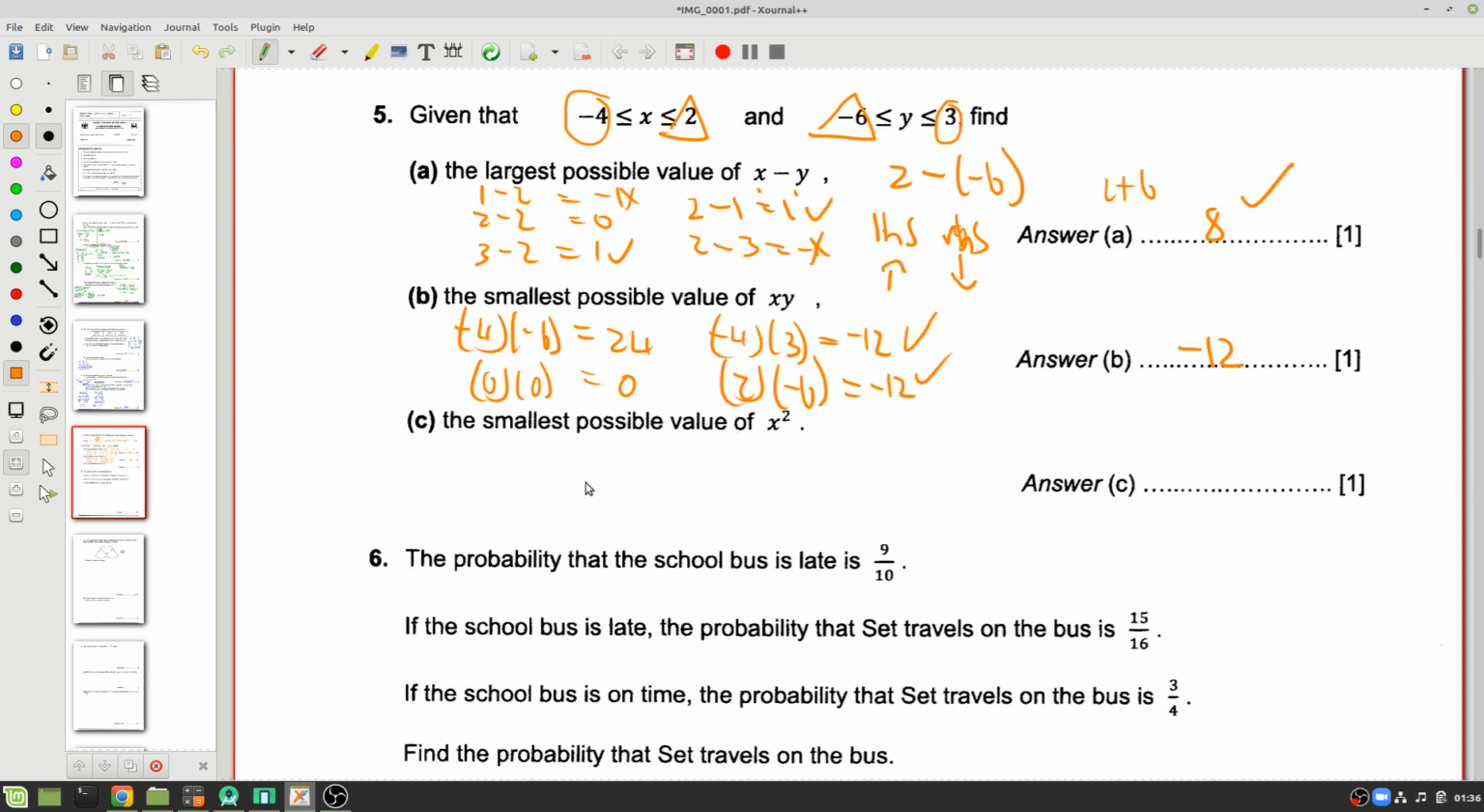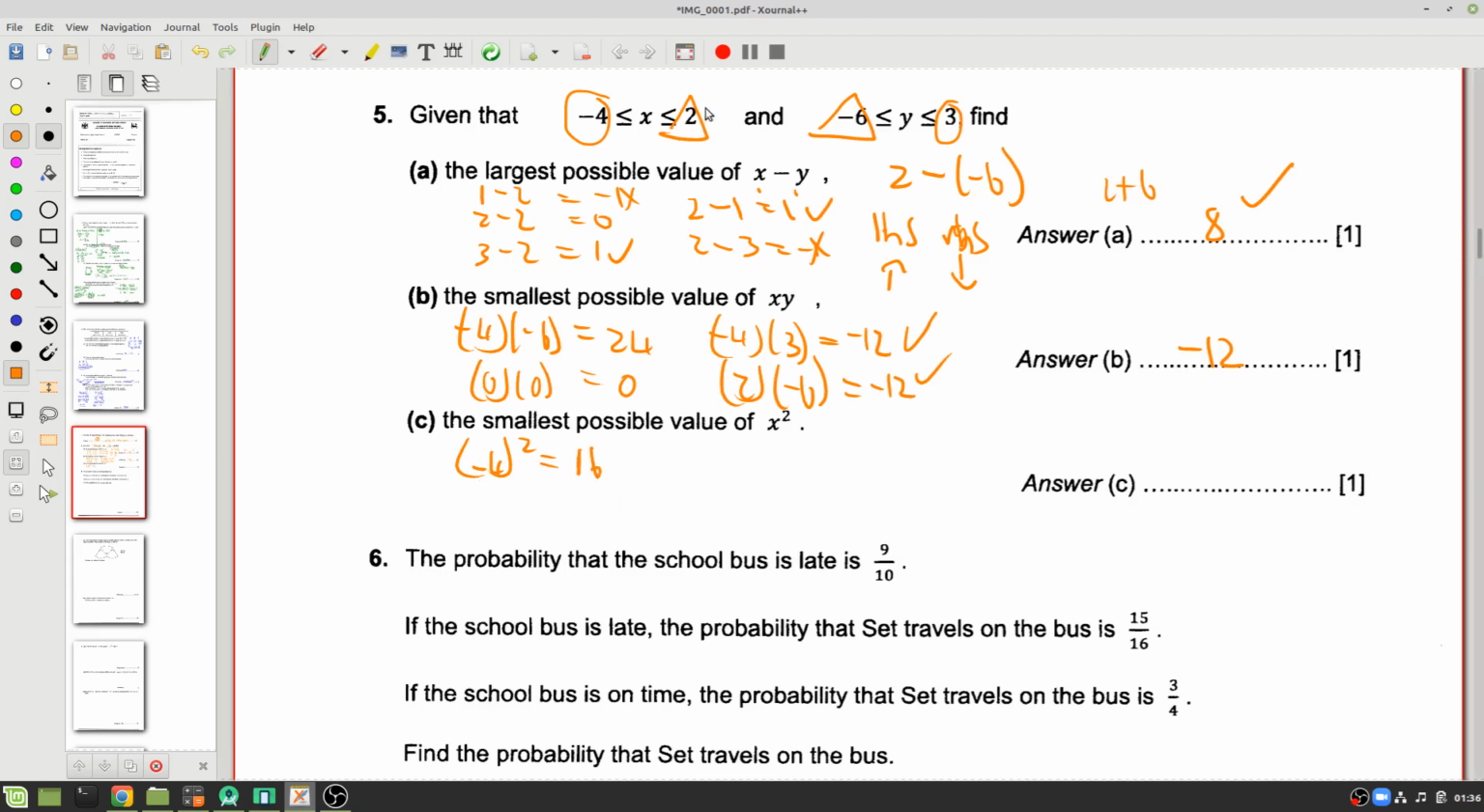Okay, so again, let's say we take the smallest number for x and we square that. So -4 squared. The negatives come into play again. A negative times a negative will become a positive, so we'll get 16.